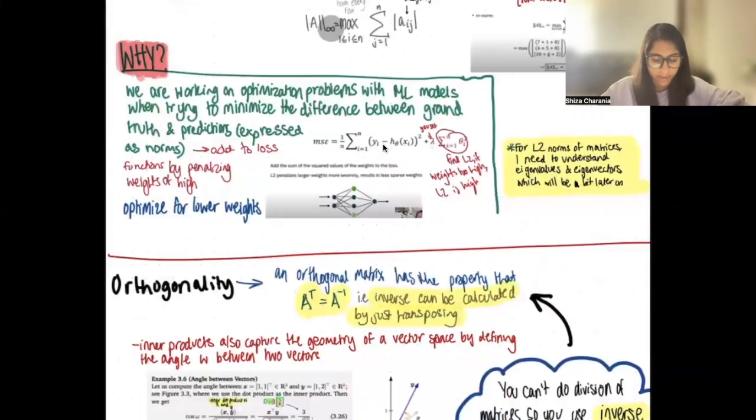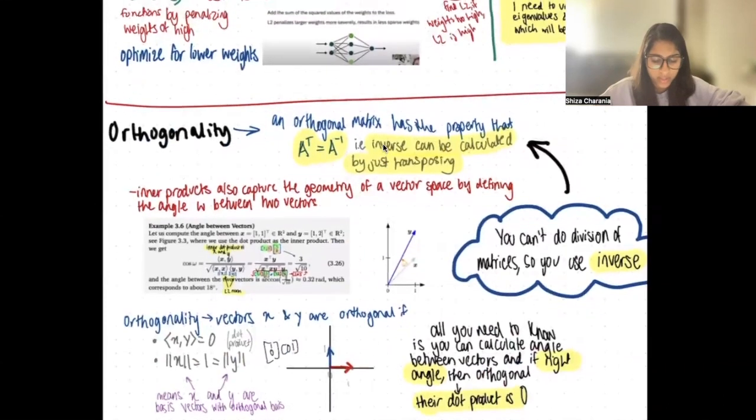Okay, I already talked about why this is important. Orthogonality is another way that somebody can tell a property of the matrix or vector, and usually it tells you the angle between vectors and matrices. The reason why this is important is because sometimes when you want to do division of matrices, you can't. That's just not how it works.